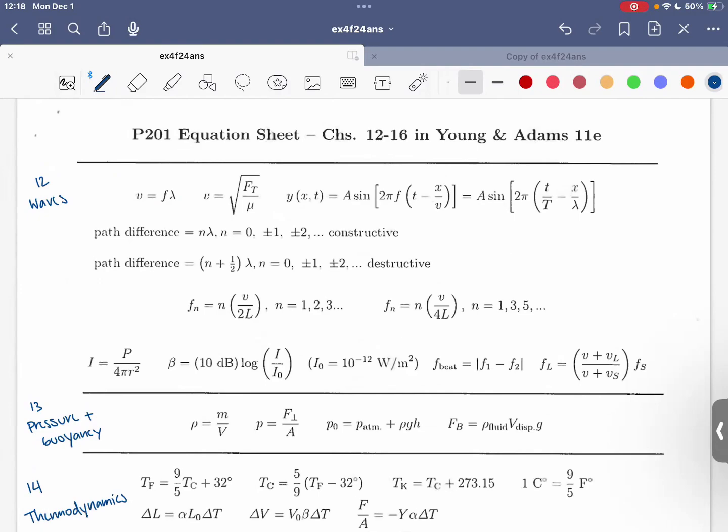this one right here is the setup for a wave formula. It's like the equivalent of y equals mx plus b for a line. This is the same setup for a wave. And then this one over here is velocity of a wave.